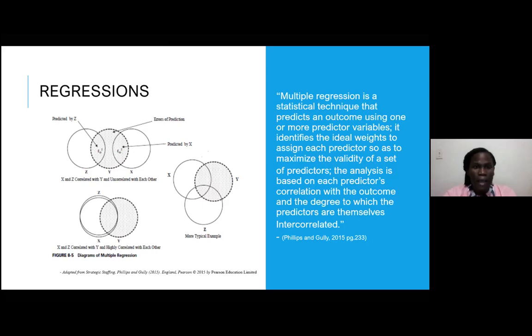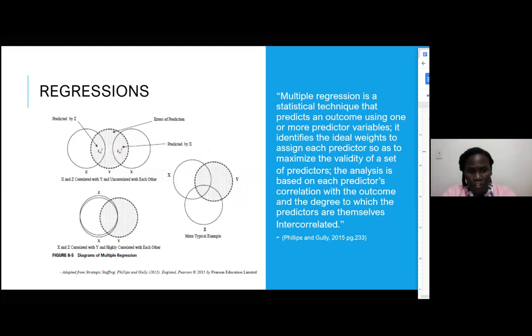If you look at the diagram before you, you will observe the first diagram. You will notice that X and Y are correlated, whereas Z and Y are also correlated. But X and Z, on the other hand, have no correlation existing. So that's the first diagram that you're looking at.